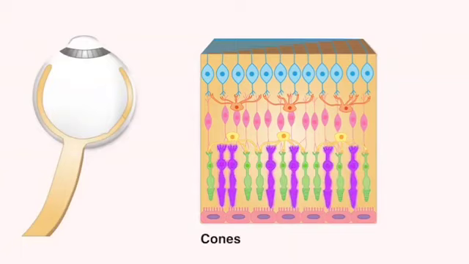Cones are necessary for perception of color and visual form and are most dense in the fovea. Rods are necessary for the perception of movement, depth of vision, and small differences in brightness. Rods are absent from the fovea and are most dense in the perifoveal area.